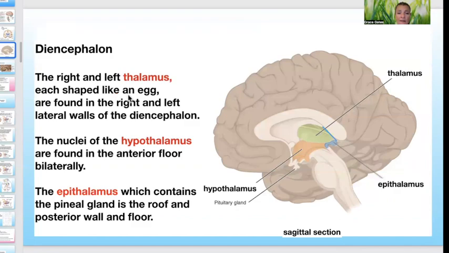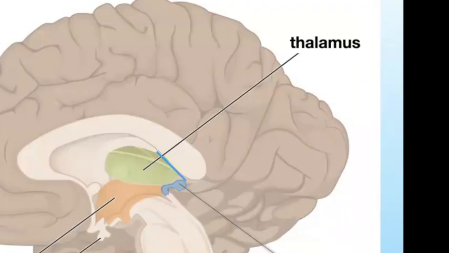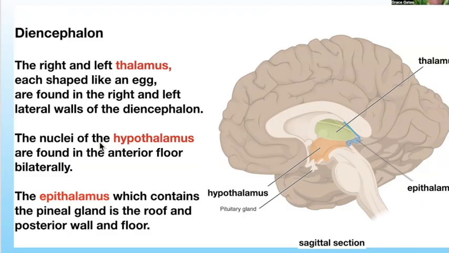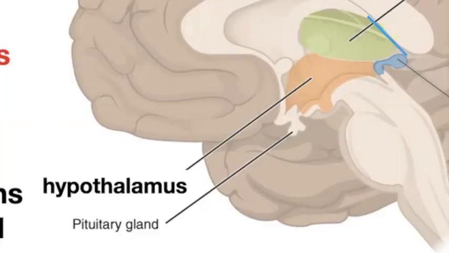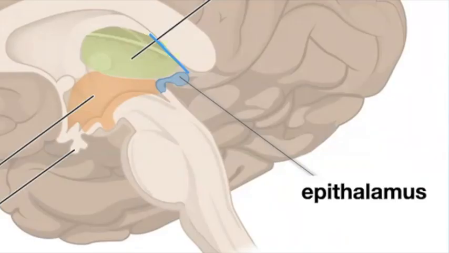The right and the left thalamus, each shaped like an egg, are found in the right and the left lateral walls of the diencephalon. The nuclei of the hypothalamus are found in the anterior floor bilaterally. The epithalamus, which contains the pineal gland, is the roof and posterior wall and floor.